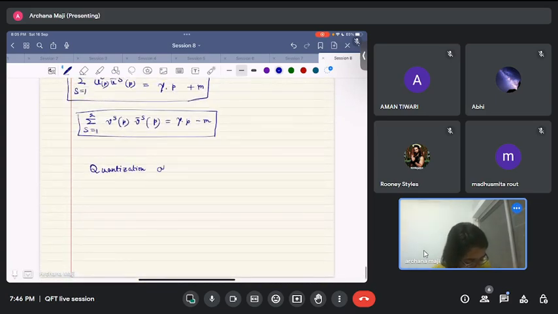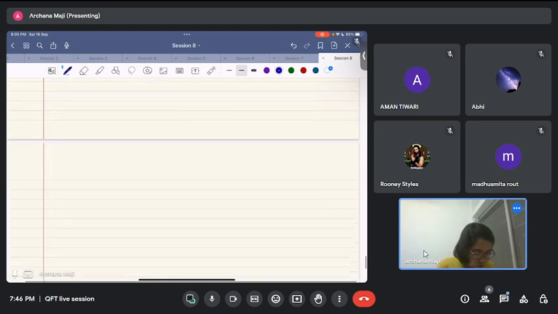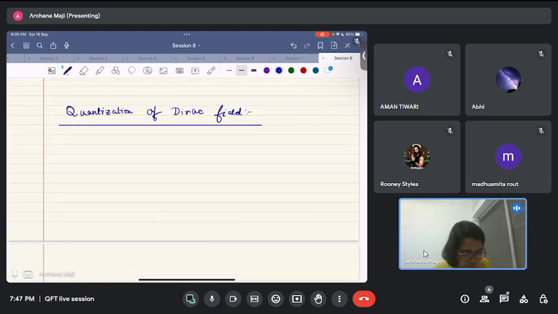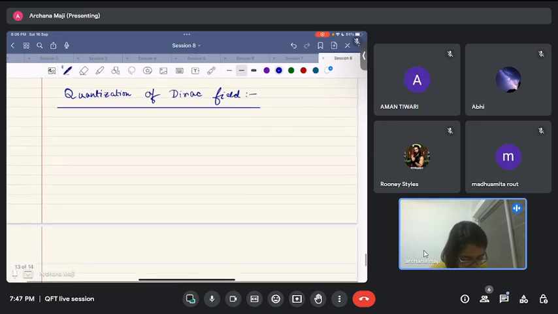So quantization of Dirac field, Dirac spinor or whatever. So yeah, since now we are dealing with fermions, unlike the quantization procedure of a Klein-Gordon field, when we quantize the Dirac field, we need to incorporate anti-commutation relation. So now the Dirac field psi has to satisfy this anti-commutation relation.